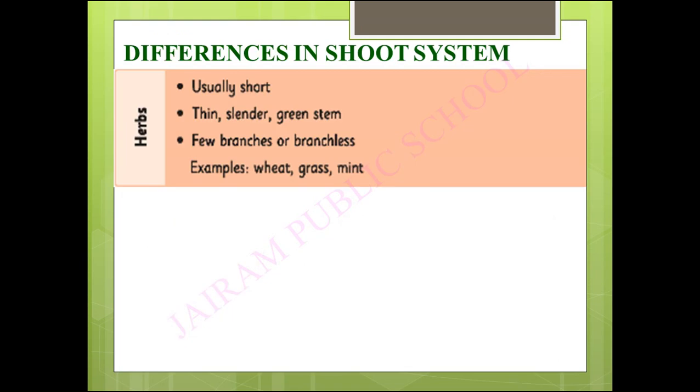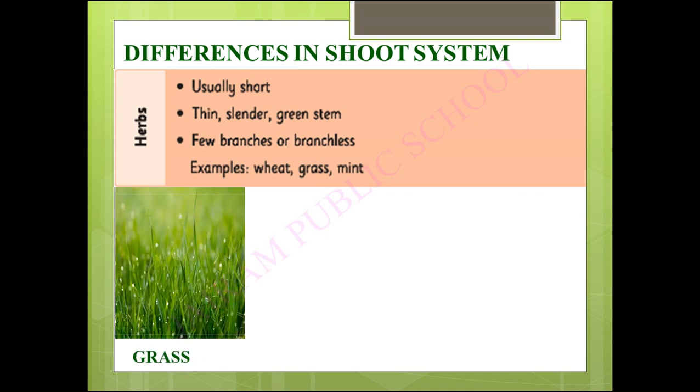Today, we are going to see the differences between the shoot systems in plants. Shoot system is based on the stem of the plant. They can be divided into 5 types. First one, herbs. Herb plants are usually short. They have a thin, slender, green stem. Few branches or branchless. They live for a short time. We get vegetables, fruits and leaves from the herbs.